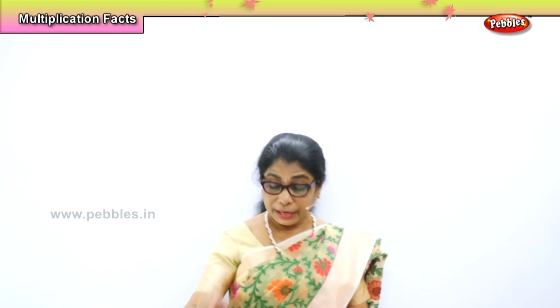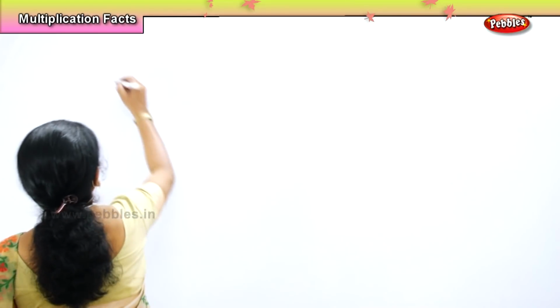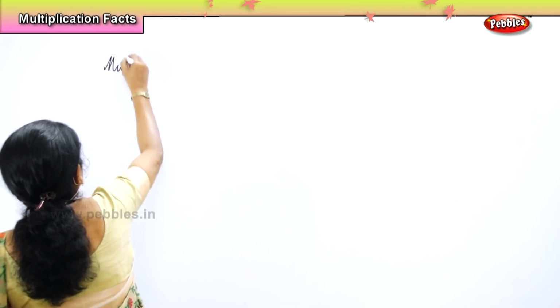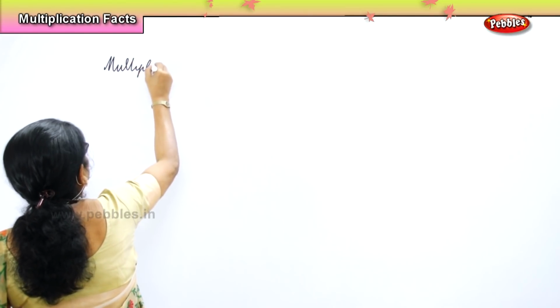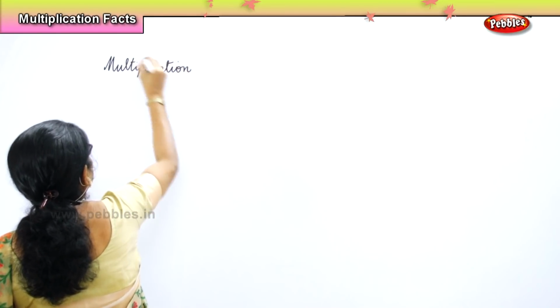When we think of multiplication, number 0 is very important. Any number multiplied by 0 is 0 and 0 multiplied by any number gives you 0. That you must always remember. Alright? So we are going to do multiplication facts.